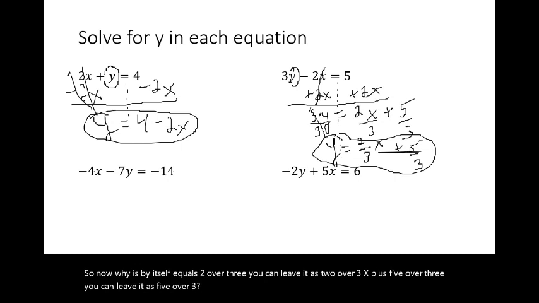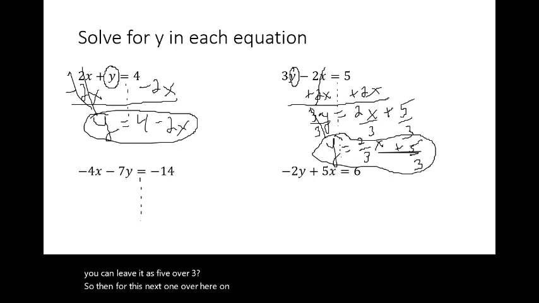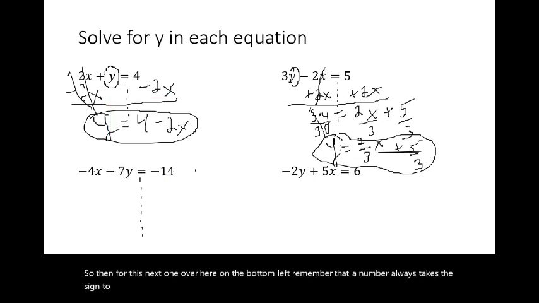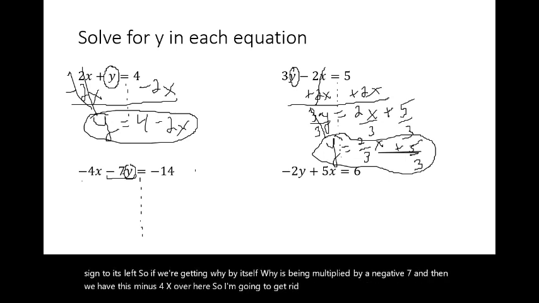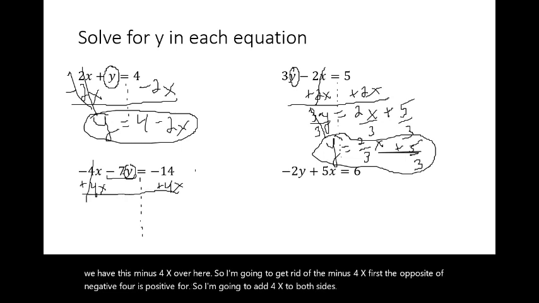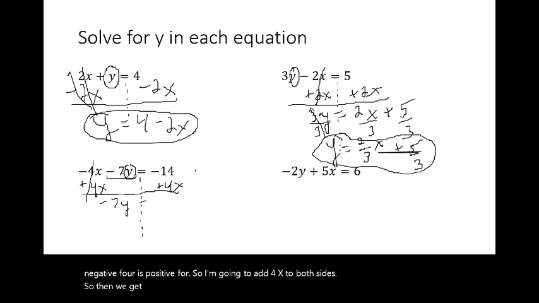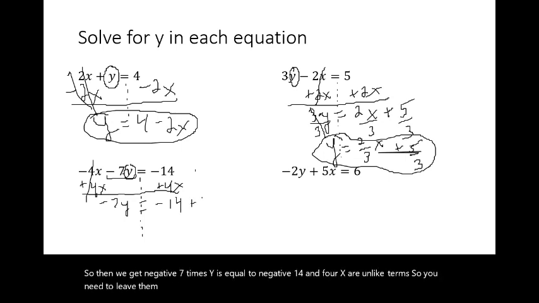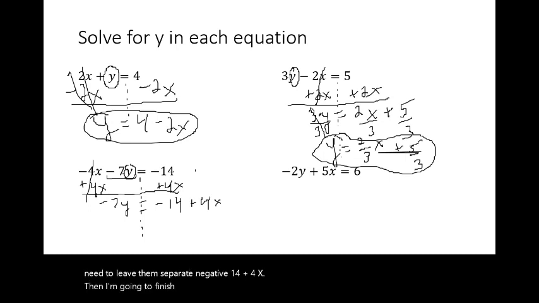So then for this next one over here on the bottom left, remember that a number always takes the sign to its left. So if we're getting y by itself, y is being multiplied by a negative 7. And then we have this minus 4x over here. So I'm going to get rid of the minus 4x first. The opposite of negative 4 is positive 4. So I'm going to add 4x to both sides. So then we get negative 7 times y is equal to negative 14 and 4x are unlike terms, so you need to leave them separate. Negative 14 plus 4x.